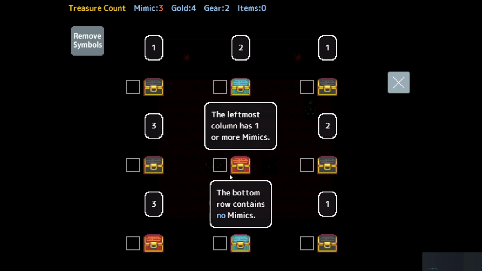Leftmost column has one or more mimics. Bottom row contains no mimics. Provably false. Yes. So if this is true, then that is false and that is false, which is not the case. True. Leftmost column has one or more mimics is then true. This three could be true. That could be true if this one is false. In that case, that's true, and then that's true. Yep.